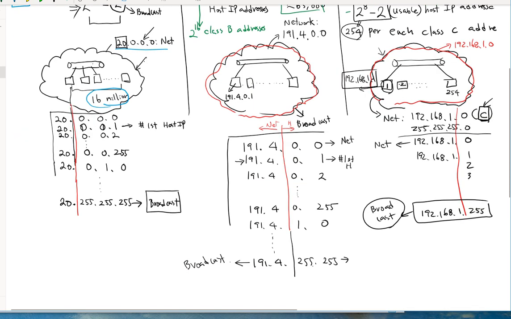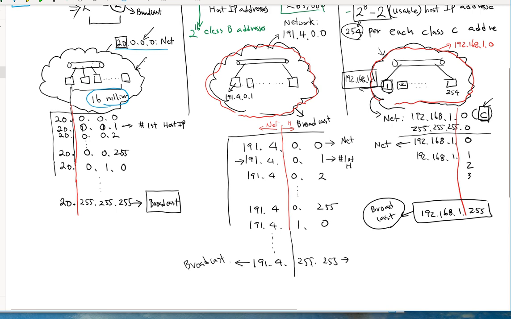So here is a tip. When you take a Cisco CCNA exam or a Network Plus exam, I don't think it's Network Plus, but Cisco CCNA. If the problem asks you to find the last usable host IP address, what is the best way? The best way is to first find the broadcast address, and then subtract 1 from the broadcast address. That's the best way to find the last usable host IP address.